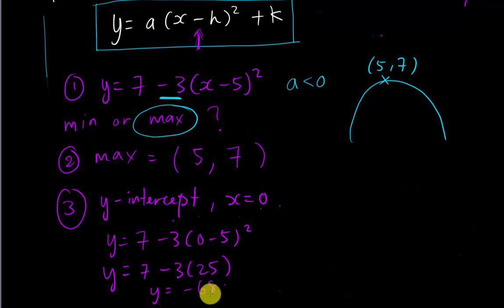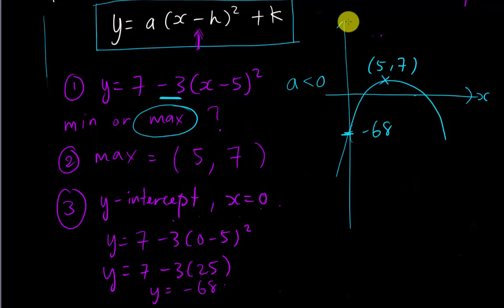If I get my y value, I know this is the y-intercept. The y-intercept means this curve will pass through the y-intercept over here at negative 68. So my 0 is somewhere here maybe. This is my x, this is my y, and this will be my curve. Do you see? My curve is an N shape, my y-intercept passes through negative 68, and my maximum coordinate is 5 and 7. So this is how we sketch the graph. I hope you really can understand this.